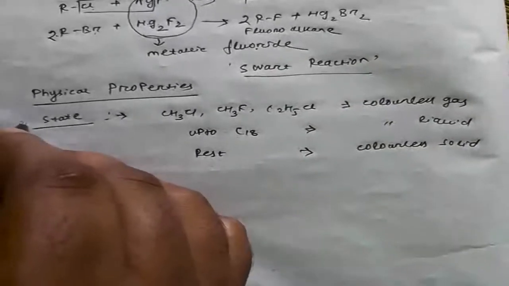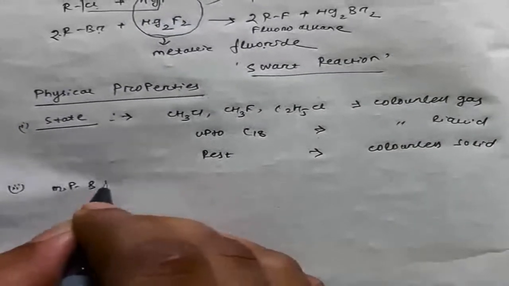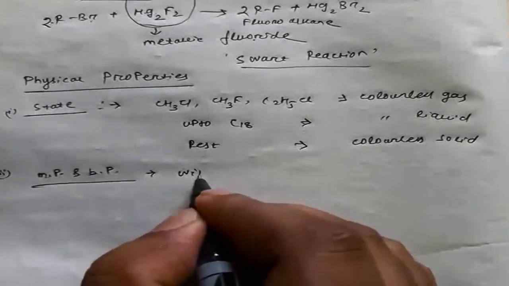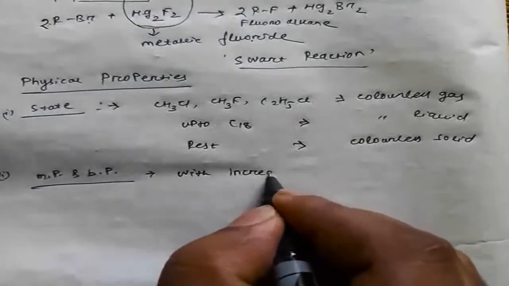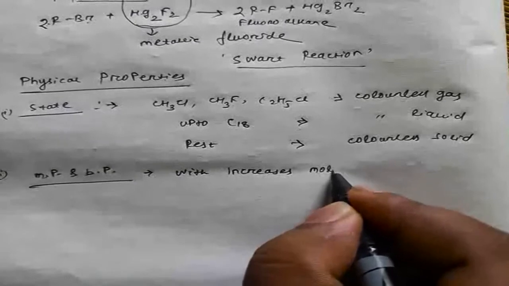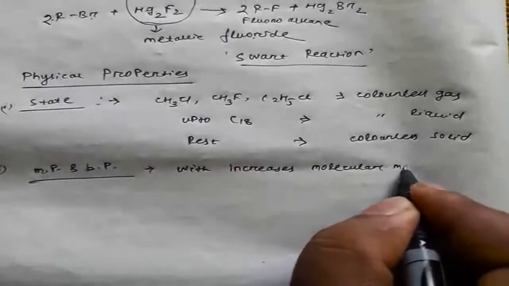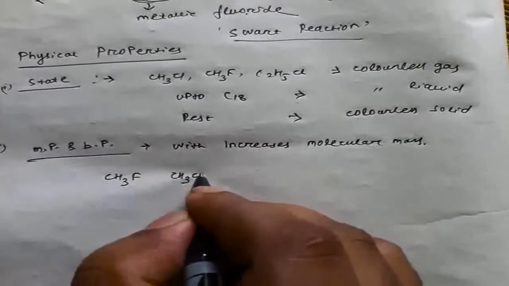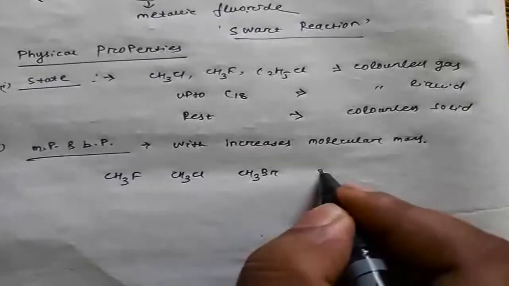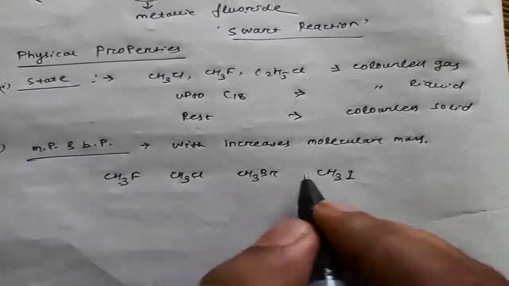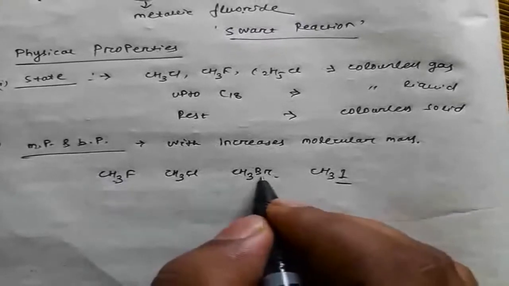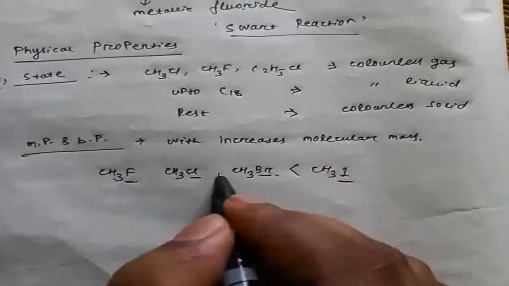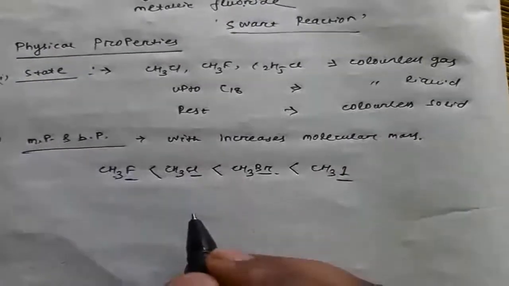Second point is melting point and boiling point. The melting point and boiling point of alkyl halide increase with increase of molecular mass. Suppose CH3F, CH3Cl, CH3Br, CH3I. Among these four, the CH3 group is common, but iodine has more molecular mass, then bromine, then chlorine, then fluorine. So the melting point and boiling point order is first CH3I, then CH3Br, then CH3Cl, then CH3F.